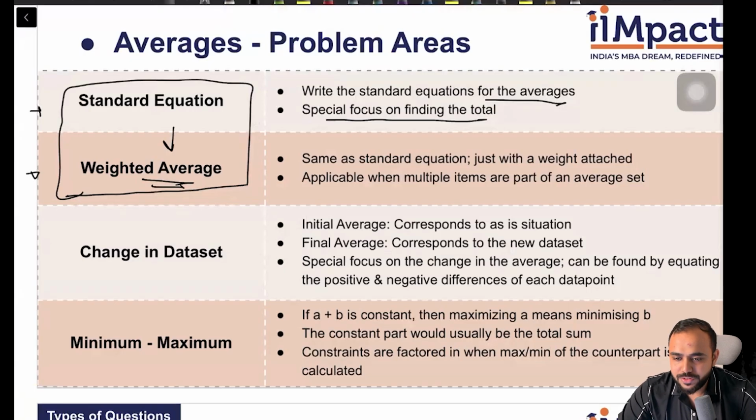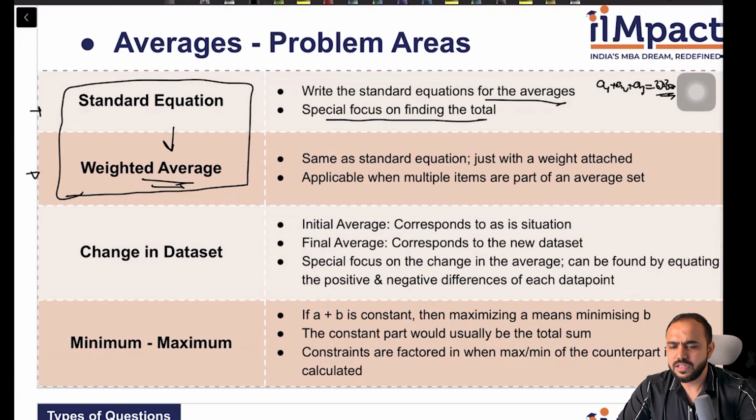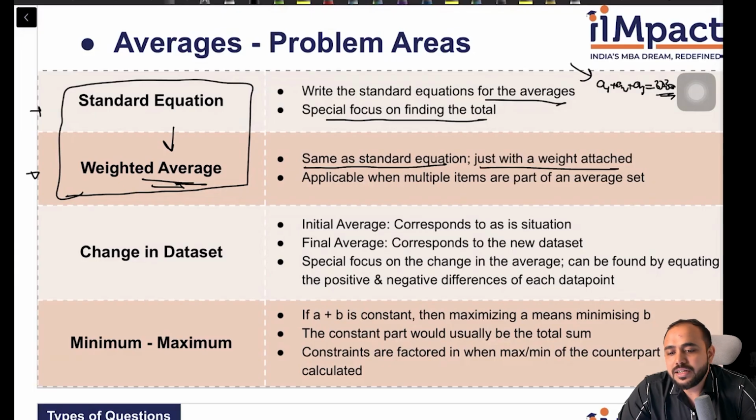If they say the average of three numbers is, let's say, 30, then you should write a1 plus a2 plus a3 is equal to 3 into 30. This is your total sum. After this you will deal with the upcoming information that they will throw at you, but this would be your starting point. Similarly, a weighted average would be the same situation with the caveat that a certain weightage is attached to this.